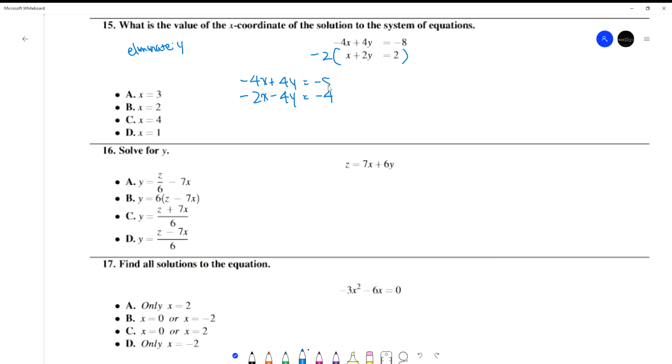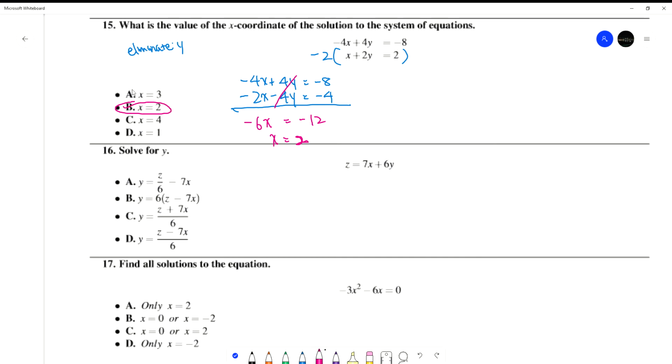And now we have opposites for the y's, right? Positive 4y and negative 4y. So I can add vertically. So the 4y and the negative 4y cancel out. For x's, I get negative 6x is equal to negative 8 minus 4, which is negative 12. Then divide both sides by negative 6, we get positive 2, which is B.